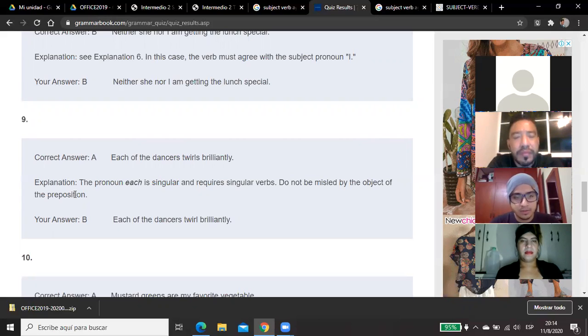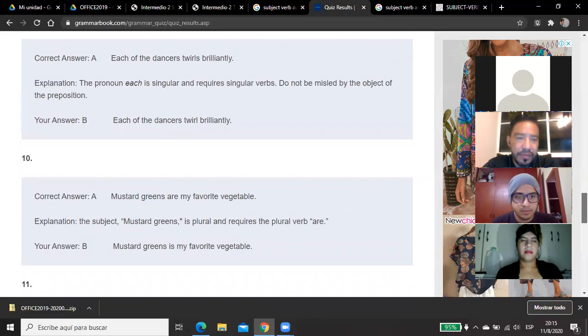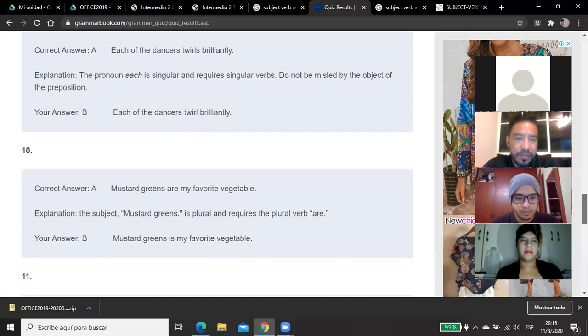To be misled is to be lied to, or to believe something that is not true. Like some people say, oh, COVID-19 doesn't exist, and people believe it. Those people are misled because they believe something that's not true. So each, all right, remember, each is an individual word, so we need a singular pronoun. All right, good. Number 10, let's see. Mustard greens is a plural and requires the verb are. Okay. Are my favorite vegetables. It's a plural noun here.